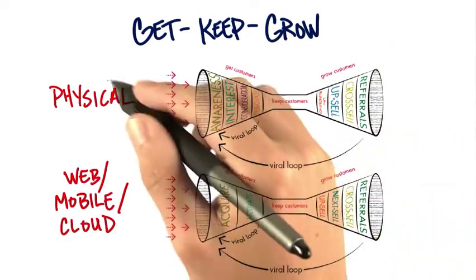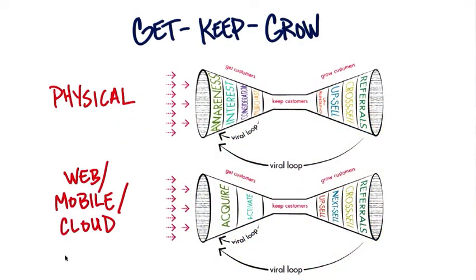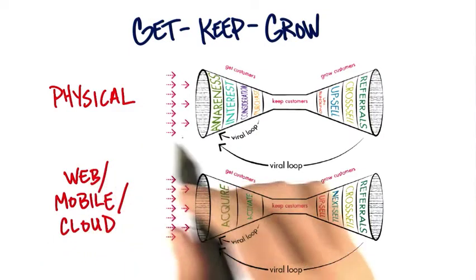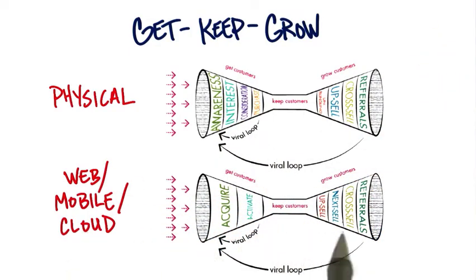And so these things on the left, with all these arrows going into the funnel, represent all the demand creation activities you were doing, either paid or free. In a physical channel, they were getting you into the funnel on the top. And for web, mobile, or cloud, they were getting you into the funnel on the bottom.